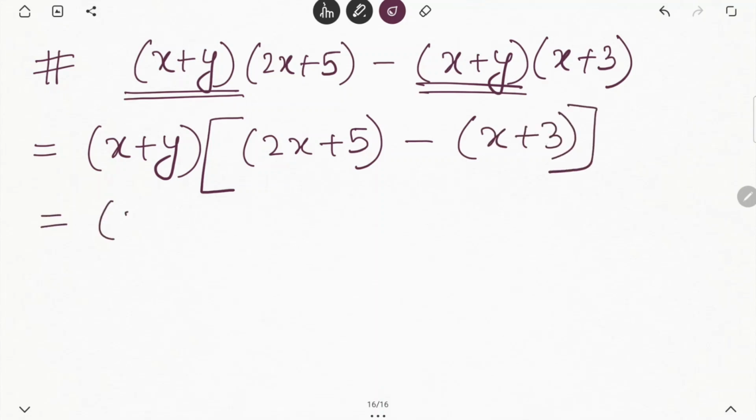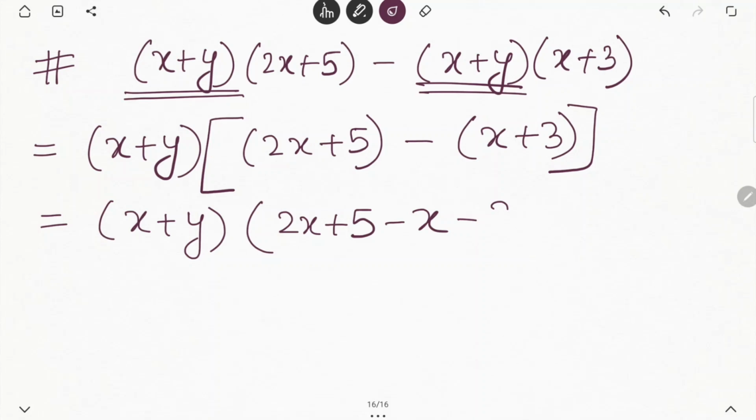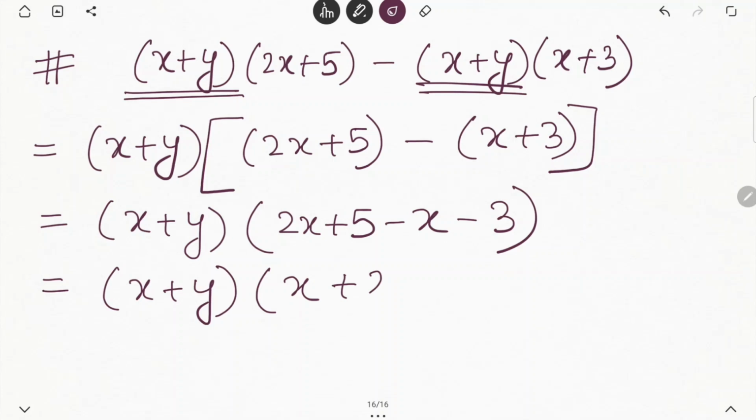Okay, so now if I want to open the brackets, what do I do? This becomes 2x + 5, and you know where there is a minus sign, the sign inside the bracket gets reversed. So this is plus x, it becomes minus x. This is plus 3, it becomes minus 3. So finally, by simplifying, what I get: 2x minus x is x, plus 5 minus 3 is plus 2, and this is the final answer.